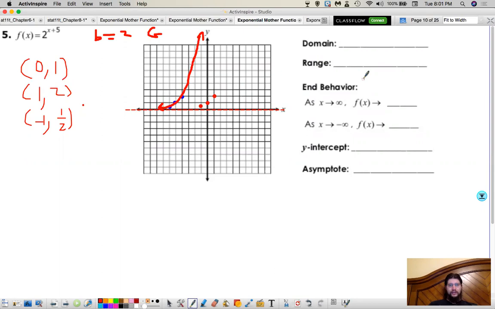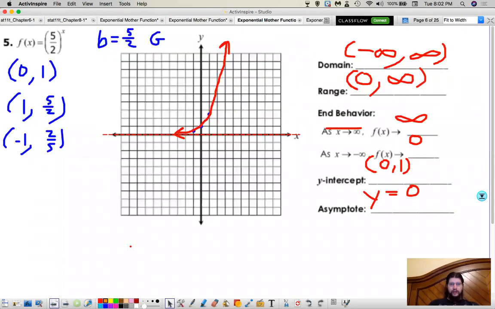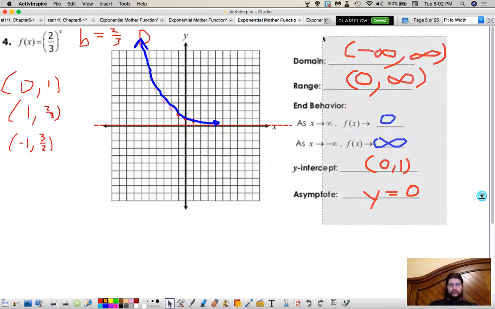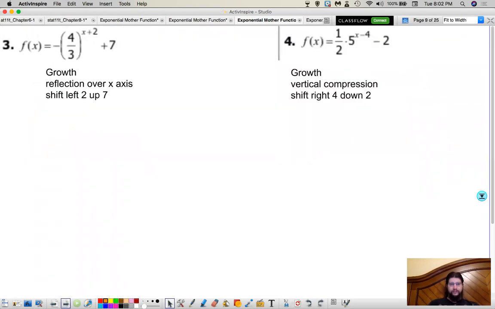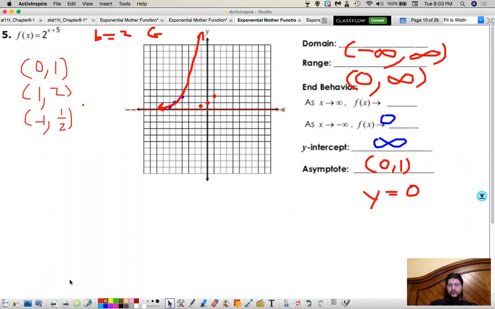Now let's talk about all this stuff. Let's see. So talking about all this stuff, domain and range, they haven't changed. Let me go back and copy it. So some of this is going to change. Let's see what changes. Domain and range, those are the same.